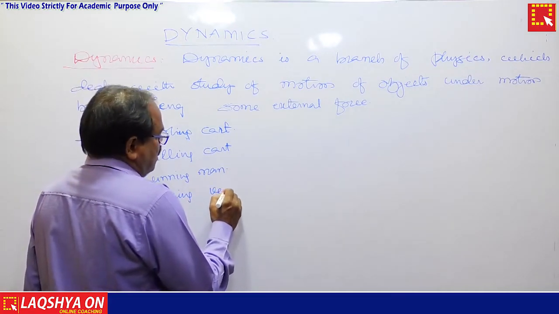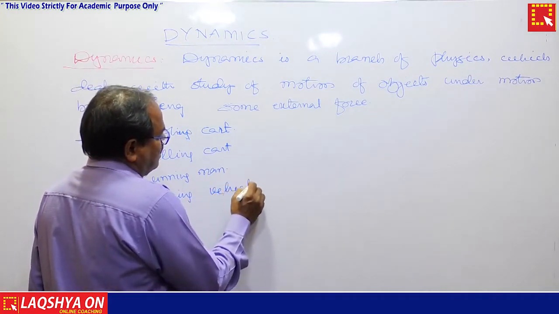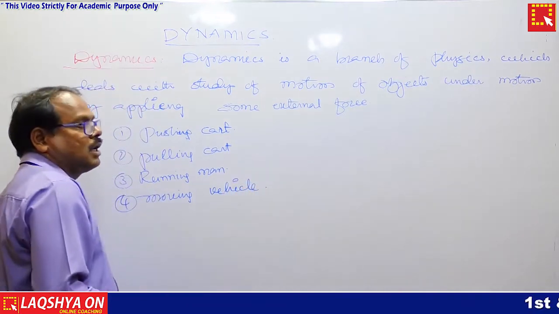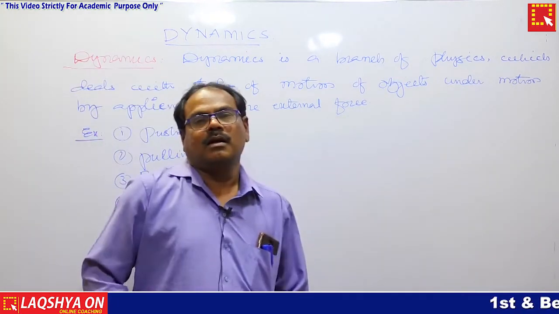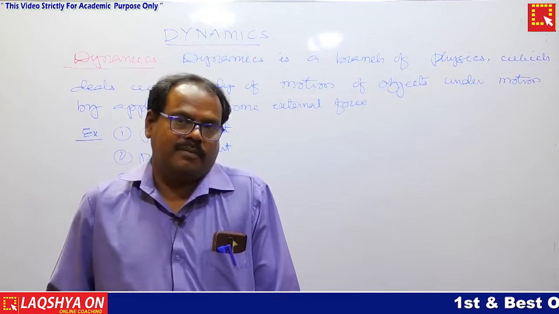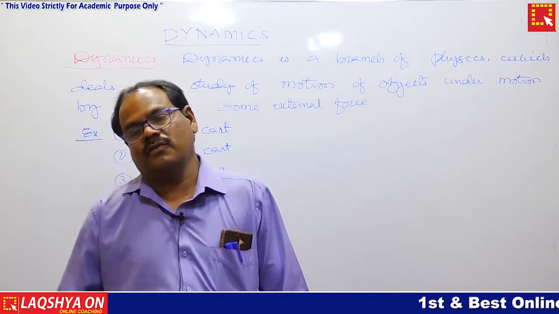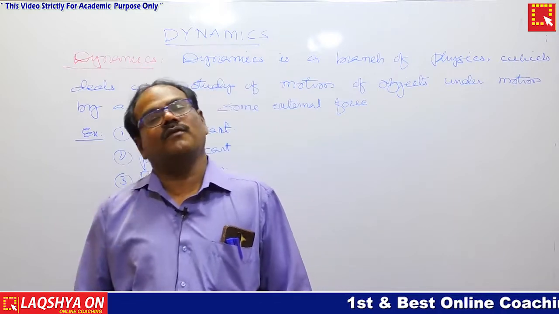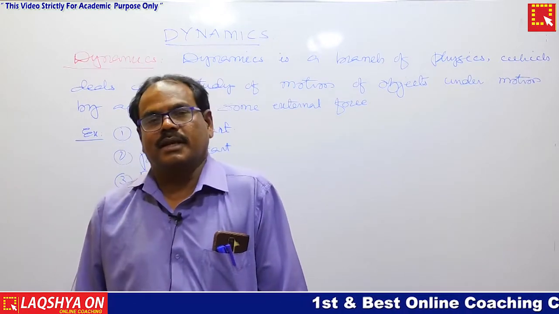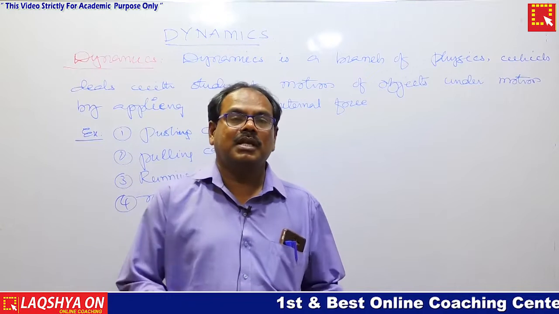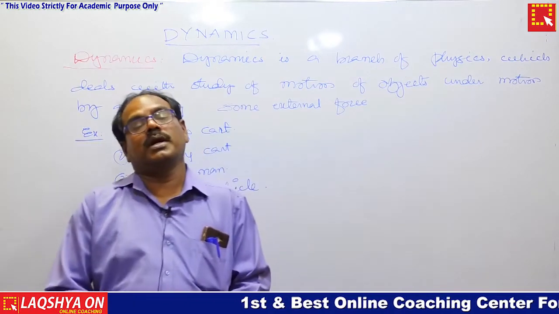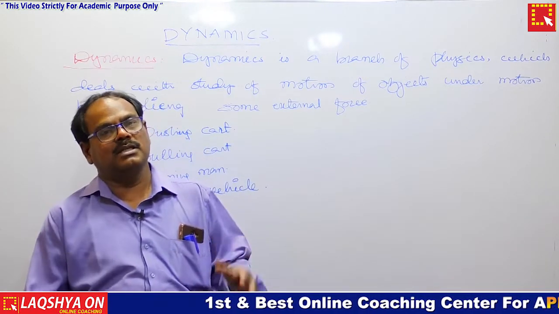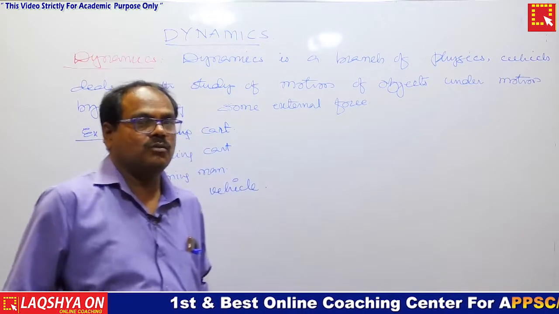And a moving vehicle. How does it move? By applying some external force. Mechanical force will be applied on the vehicle. The vehicle will have an engine, whether a two-wheeler, three-wheeler or four-wheeler. Two-wheeler like a bike, three-wheeler like an auto, four-wheeler a car, bus, anything. It will have an engine, and that engine will apply some force. So it is under motion by applying some external force.